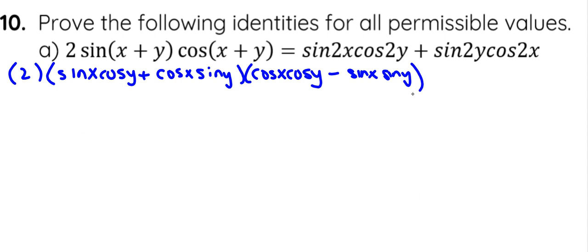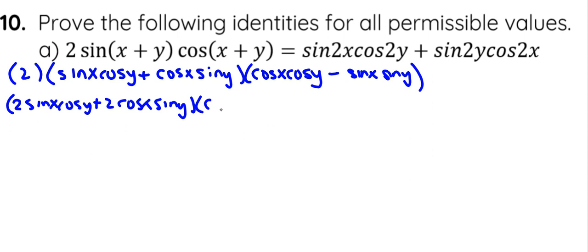So let's apply the distributive property to be able to do this. I'll distribute the 2 in. So I have 2 sine x cos y plus 2 cos x sine y, and then that will be multiplied by cos x cos y minus sine x sine y. Okay, let's apply the distributive property.